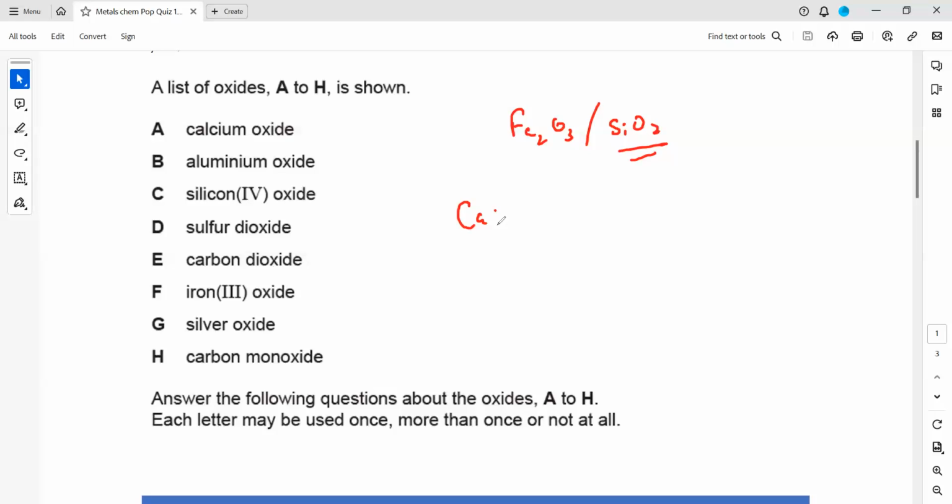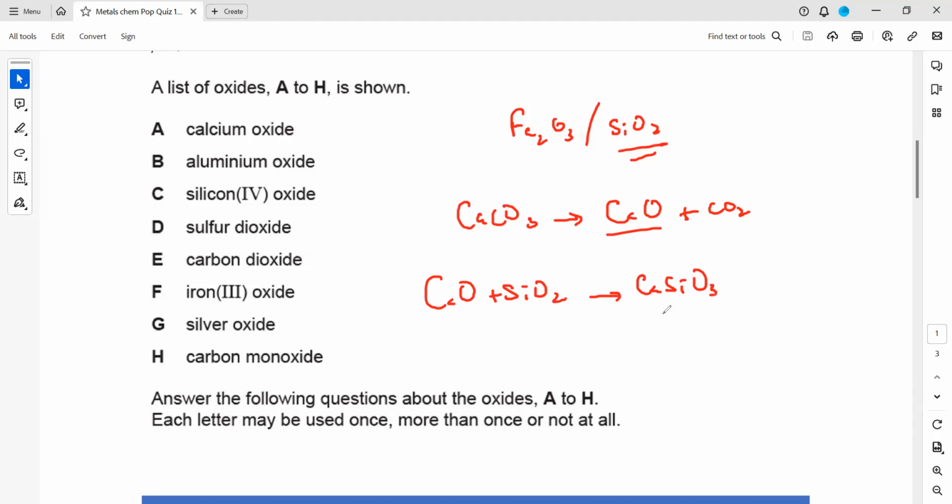When limestone is added, because of the heat, it decomposes into calcium oxide plus carbon dioxide. And this calcium oxide is a basic oxide and silicon 4 oxide is an acidic oxide, so they will react with each other and form CaSiO3, which we also call slag. So this is a major impurity. So which is the major impurity in the ore of iron, the hematite? That is silicon 4 oxide. That's why C will be the right answer.